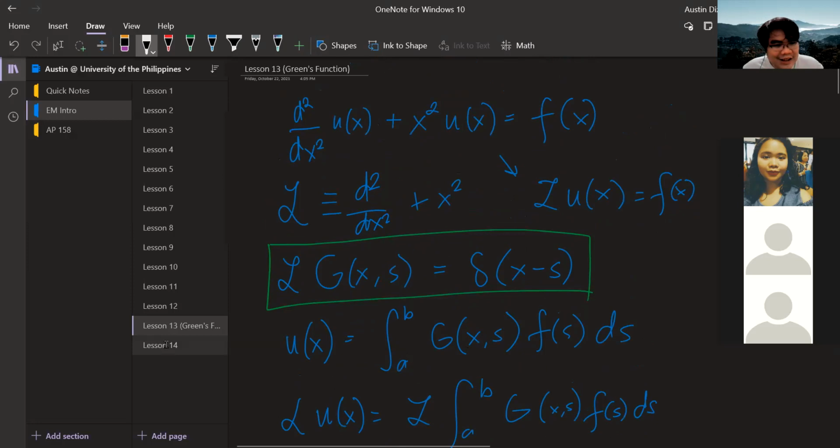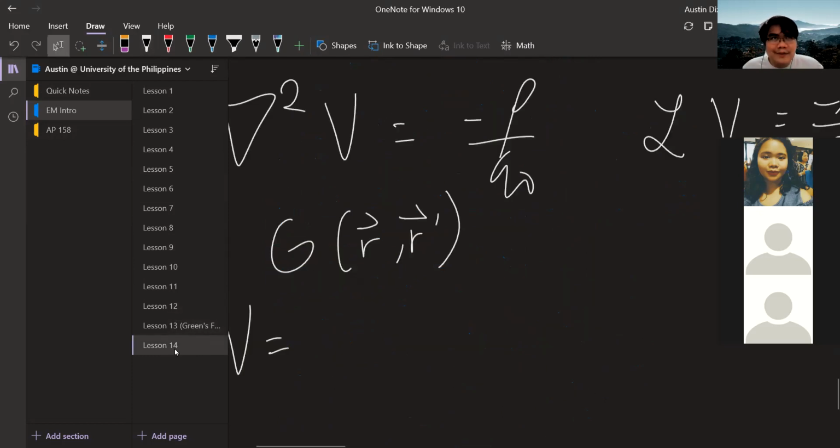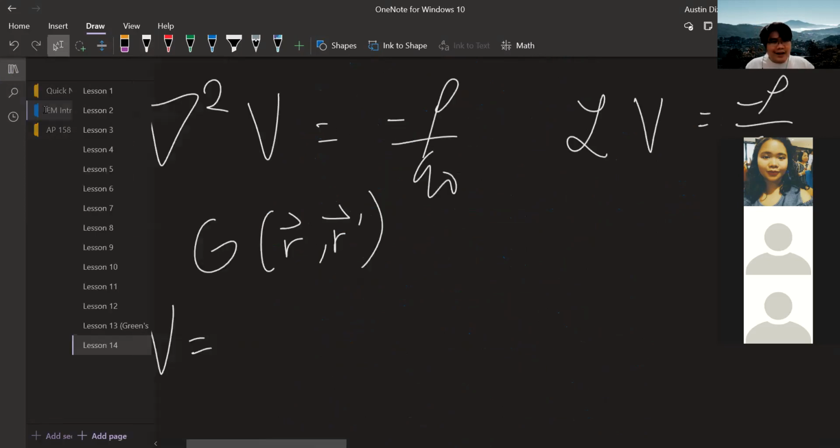Okay? Okay, malinaw ba yan, guys? So, may Green's function sa exam, no? Malaki-laking points siya. 20 points. So, kailangan ko siya ibigyan kayo ng heads up.